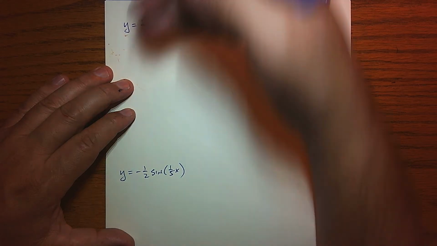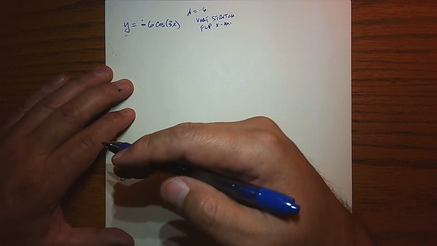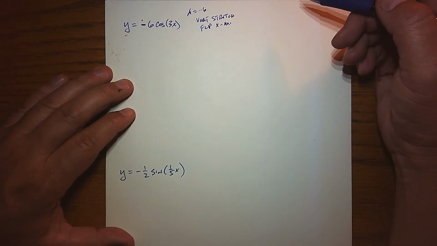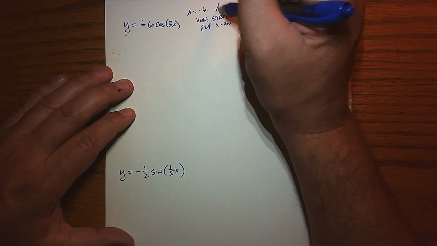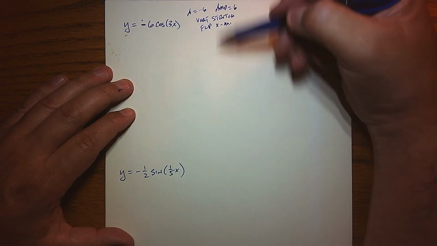So the graph basically, if it hits a high point, it's now hitting a low point. If it's hitting a low point, it's now hitting a high point. So we're basically flipping things across the x-axis. That's all that means. The amplitude, as I said, is absolute value, so it's 6. So we're 6 above and below the equilibrium.